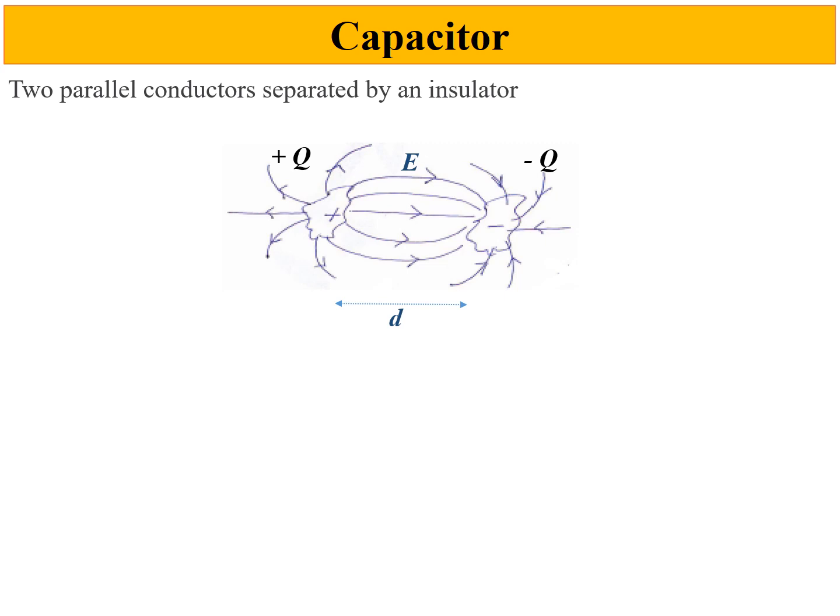Here we have two identical conductors. One carries a charge plus Q, the other carries a charge minus Q, and they are separated by a distance D. As you see, we have an electric field originating from the positive plate and terminating on the negative plate, and the function of this capacitor is to store charge or electric energy inside the electric field E, filling the space between the two conductors.